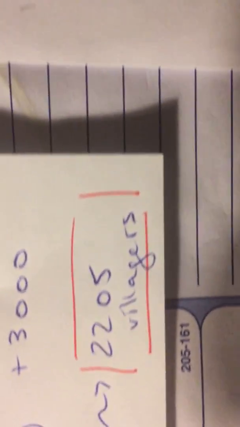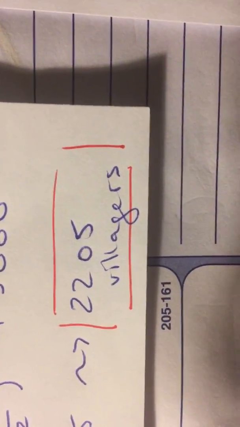Okay, so this is going to be part 2 of our video solution for question number 15 on page 236 in the Math 3000, Secondary 5, Math 506. So we found the rule for village A, and we found the total number of villagers in 5 years from now would be 2,205 villagers in village A.